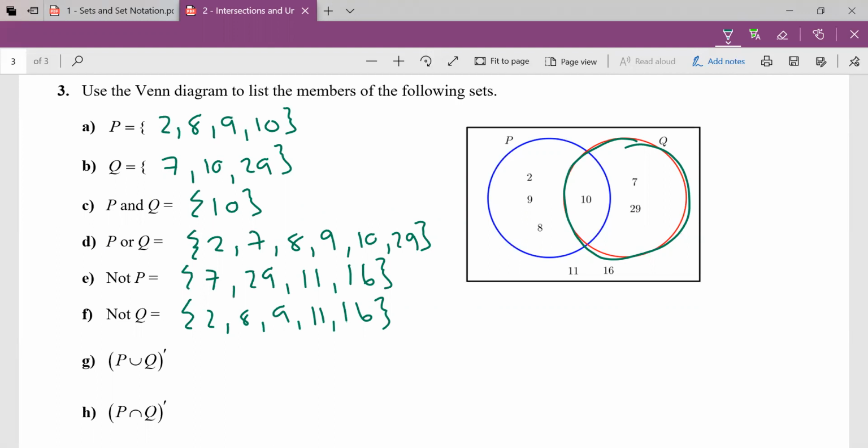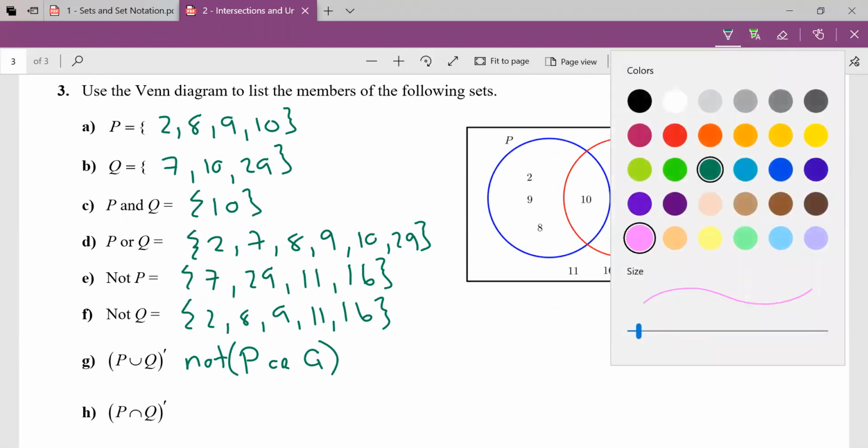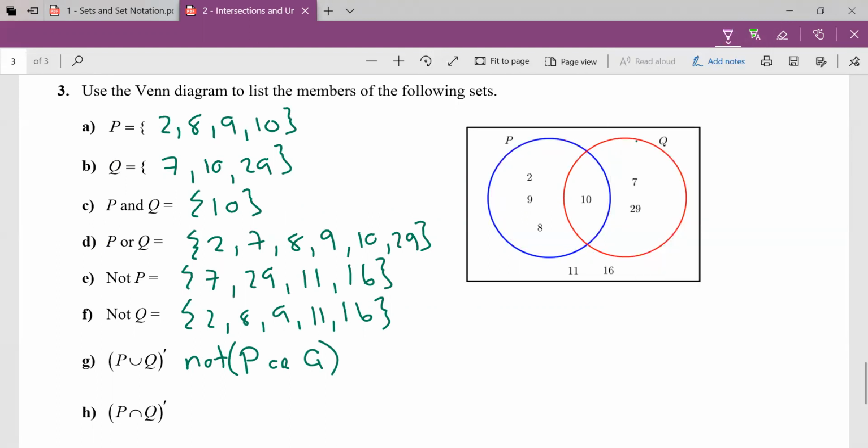It gets a bit more complicated when we start writing things as symbols here. So what does this say? This says not (P or Q). So I'm not in P or Q. Well, P or Q, let's figure that out first. Let's go hot pink. P or Q is these two circles put together. So not that is everything on the outside. So what's on the outside? 11 and 16. There it is.